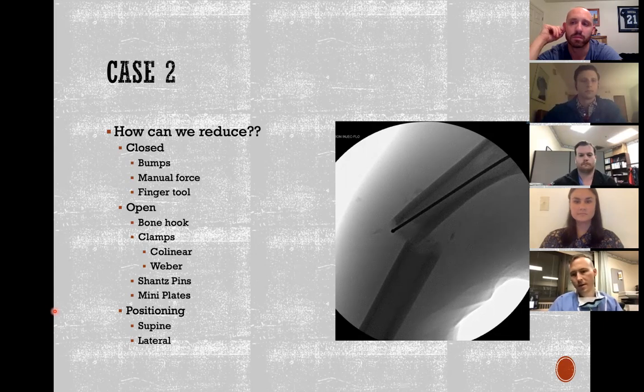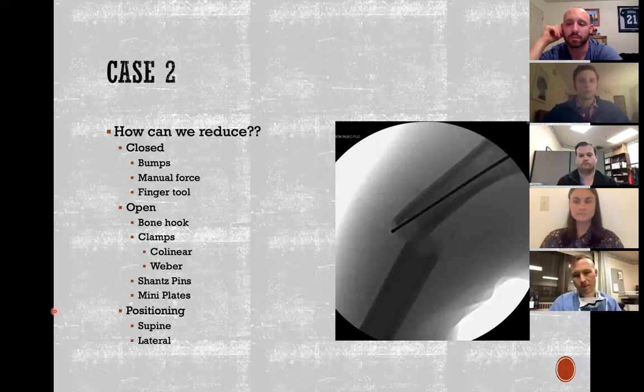Here we have a transverse fracture. If we were to do a small open approach, this one would be very difficult to reduce with a clamp, like a collinear clamp or a Weber clamp, just because the place you would want to put the tines, they wouldn't help you realign this. Putting two little joysticks in the bone would be much more useful here to be able to steer the fragments and just line the bone ends up.